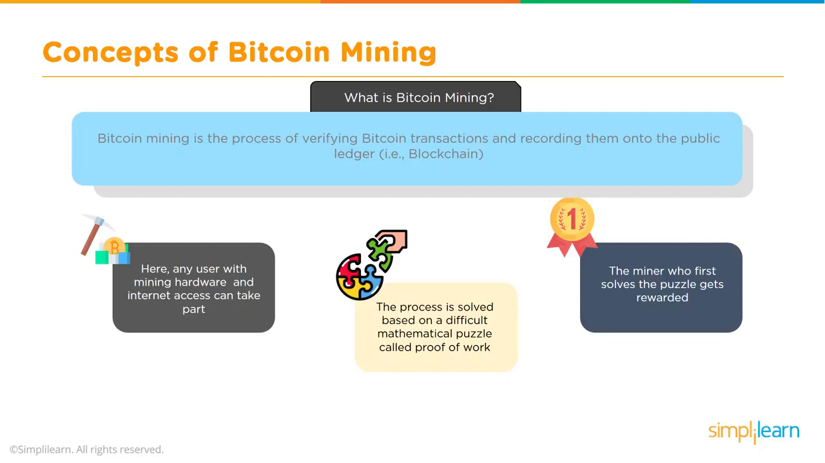All the miners are competing amongst themselves to mine a particular transaction, and the miner who first solves the puzzle gets the reward. Users trying to solve the puzzle, as I said, are called miners. They are the participants in the network who have the necessary hardware and computing power to validate the transactions. They are called miners.